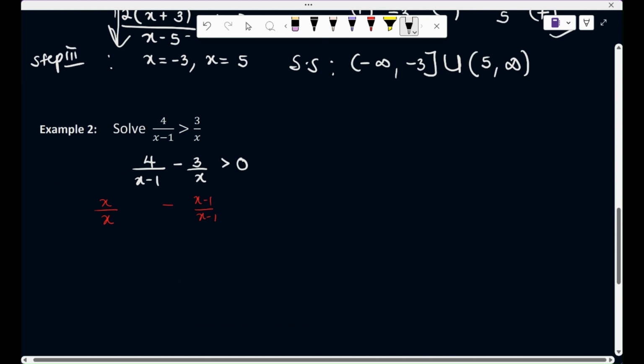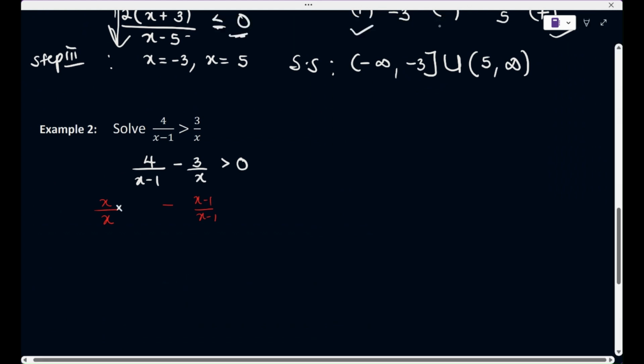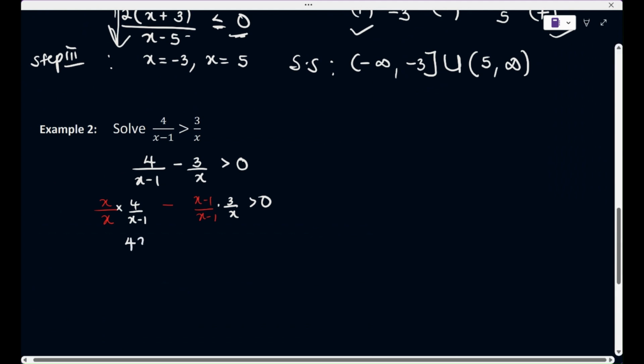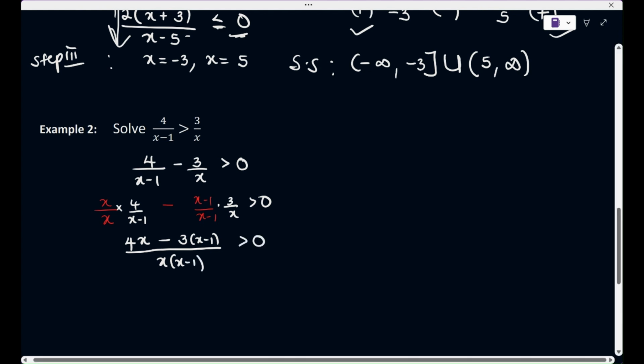This is what I'm doing here. We're just multiplying this. So here will be 4 over what? X minus 1. And here will be just 3 over x. This is still greater than 0. So this is just to make the LCD, the denominator, the same. This will be 4x minus 3 into x minus 1. Then everything in the denominator will be x minus 1. They should be greater than 0.